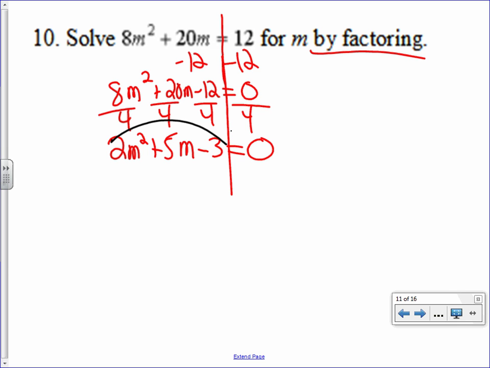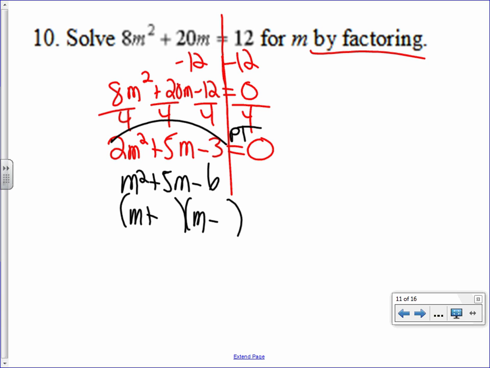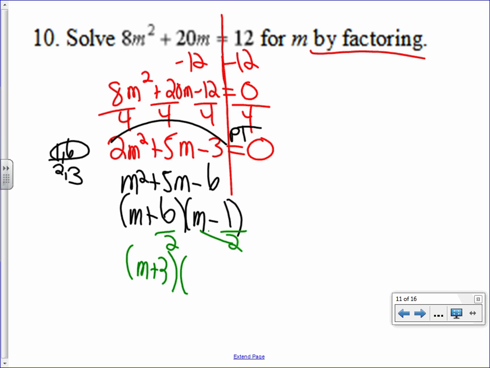So I build my bridge, and I'm going to write PT so I don't forget to pay the toll. M squared plus 5m minus 6. Now we factor normally. First sign comes down. Positive times a negative is a negative. What multiplies to 6? Well, it's 1 and 6, 2 and 3, which subtracts to 5, 6, 1. In total, if I multiply by 2 at the beginning, I divide by 2 at the end. That gives me m plus 3 because that one divides nicely. If it does not divide nicely, I bring that in front.